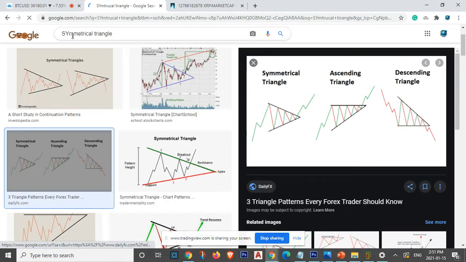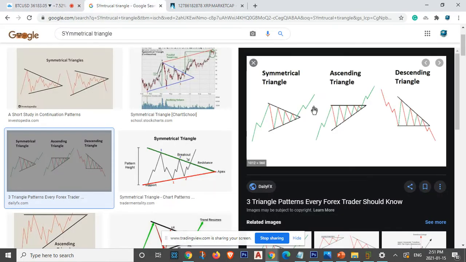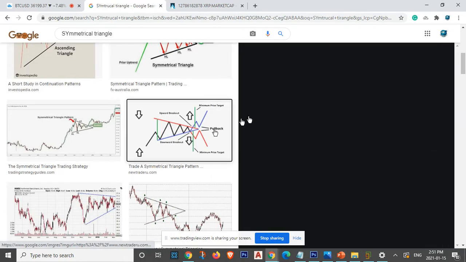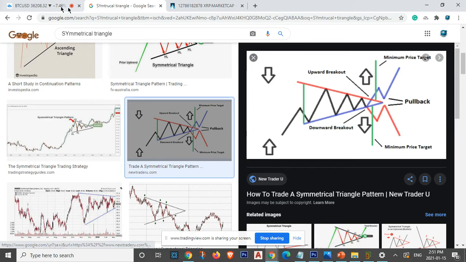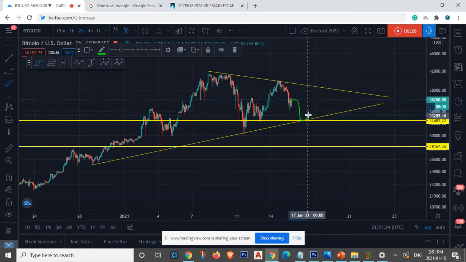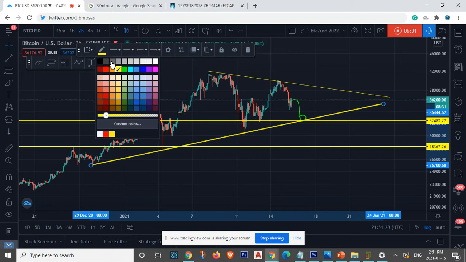So symmetrical triangle. That's what we're forming right here, meaning that we can either go to the upside or downside. I don't know why this picture has it, but this is a 50-50 pattern. So either to the upside or downside, okay? So what are we looking for? Well, we're looking for either a retest at this. Let me change this so that you guys are following.